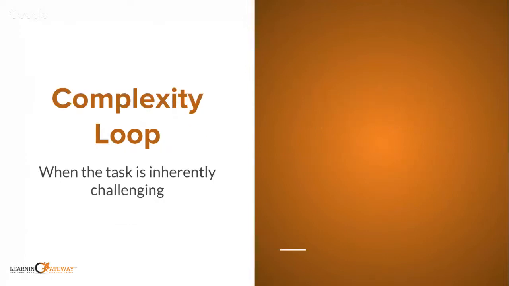The next is a complexity loop. This is where the task is challenging, is difficult. For instance, we're talking about courses or content with high DFW rates, high drop, fail, withdraw, so maybe math or science. Complexity loops are designed around addressing the fact that what students need to do is going to be difficult. Challenging subject matter is involved.